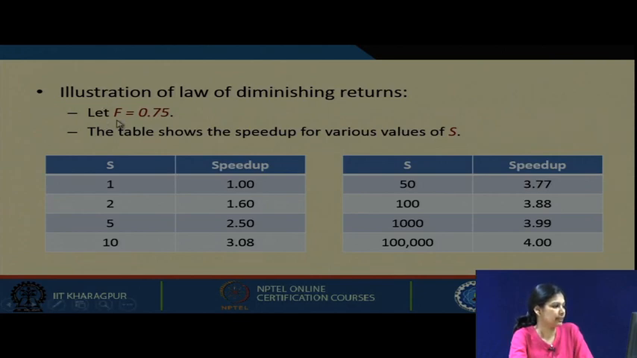So let us take another example where f equals 0.75. This table also shows the speed up for various values of s. As we increase s, it depends on how it affects the overall speed up. So again we see that when s is 1 lakh, the speed up is 4, and the maximum achievable speed up when the fraction is 0.75 is also 4. So even if you increase this s, this will remain the same.